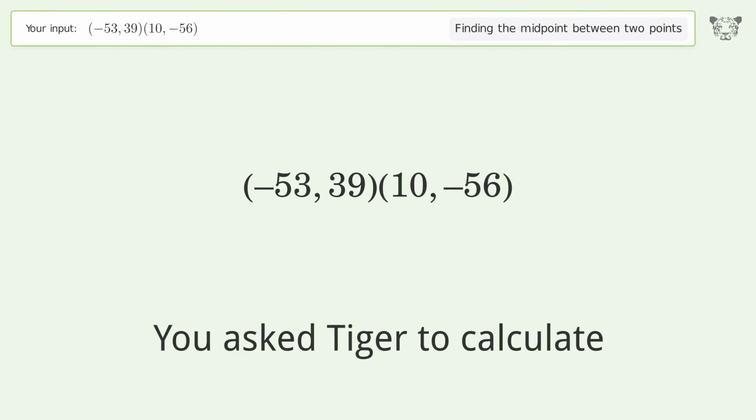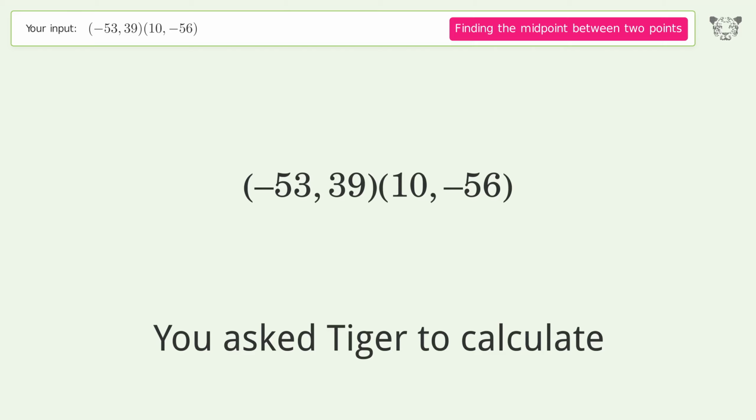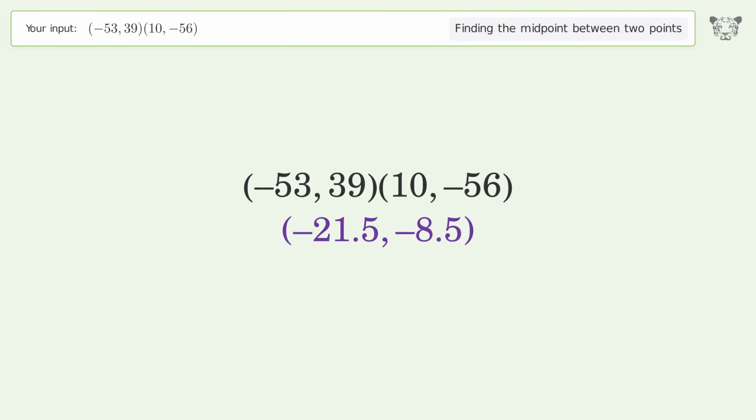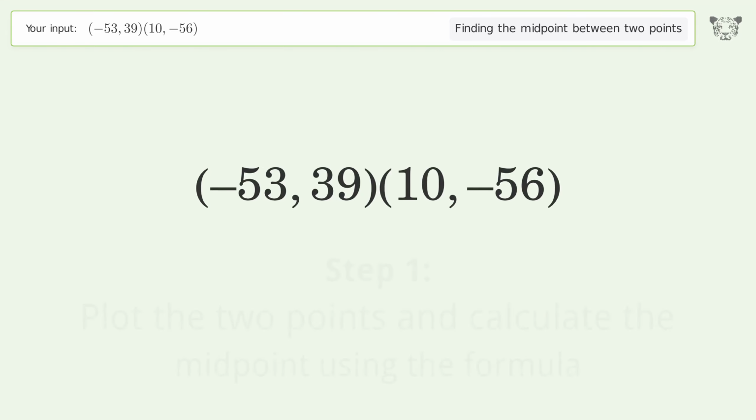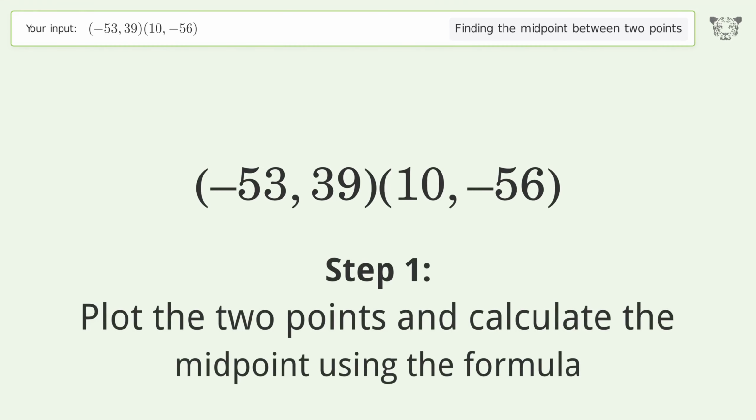You ask Tiger to calculate. This deals with finding the midpoint between 2 points. The midpoint between the 2 points is negative 21.5, negative 8.5. Let's solve it step by step. Plot the 2 points and calculate the midpoint using the formula.